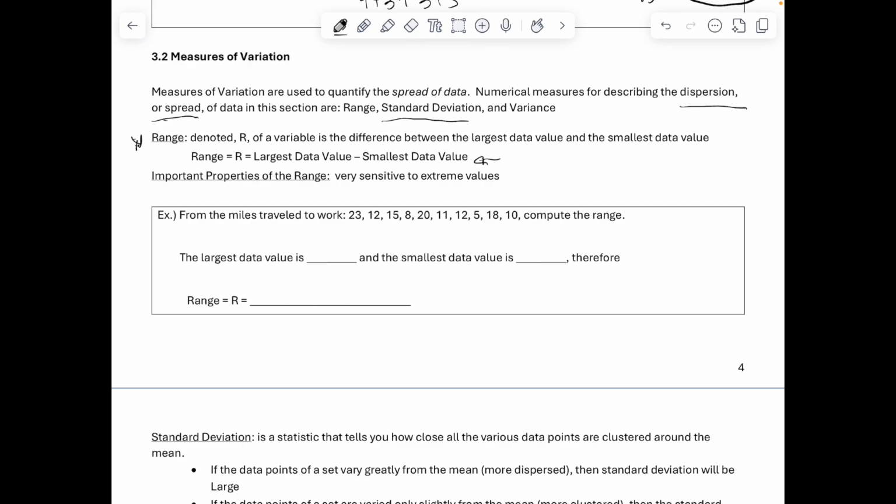So from the example above, we have all the miles that are traveled to work, and it wants us to compute the range. So the largest data value, if you look at your list, is going to be 23 miles. And the smallest data value that we have is 5 miles. Therefore, our range is going to subtract our largest minus our smallest, and we get 18 miles.